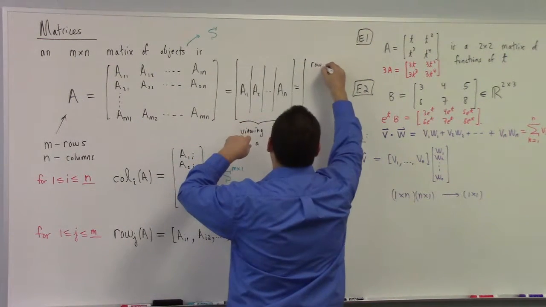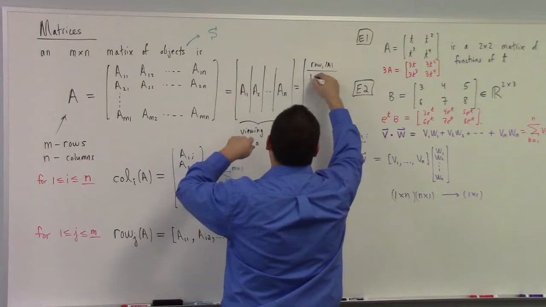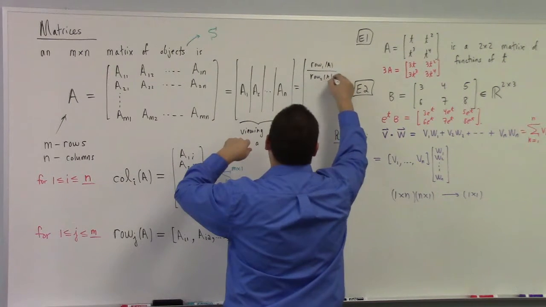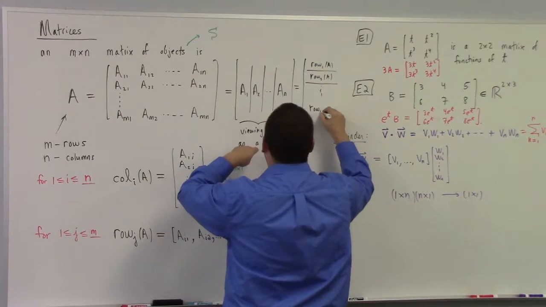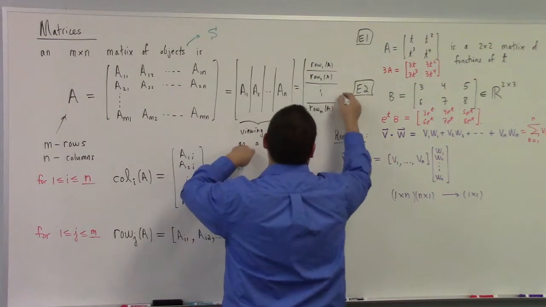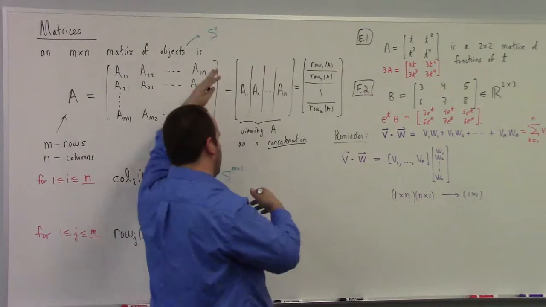Let's just say row 1, row 2, row, how many? m. So you could also look at it as the concatenation of the rows like that.